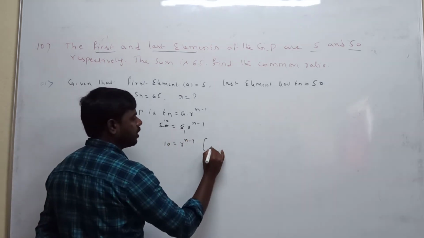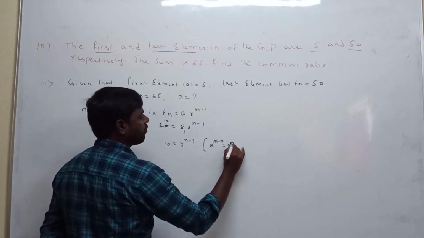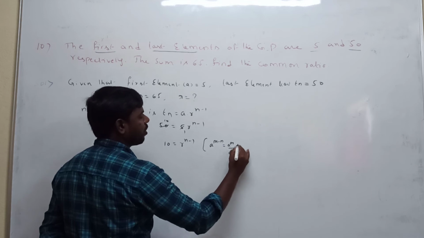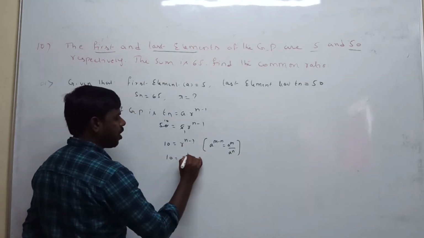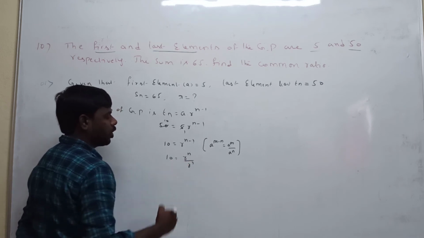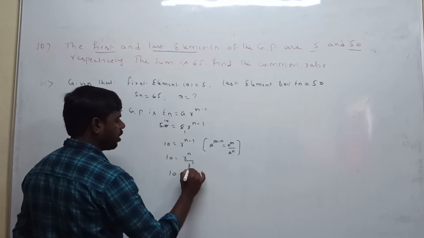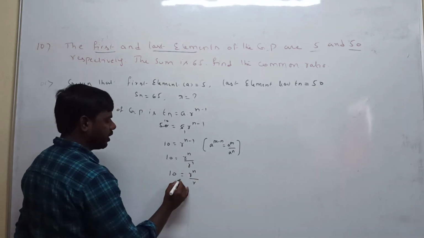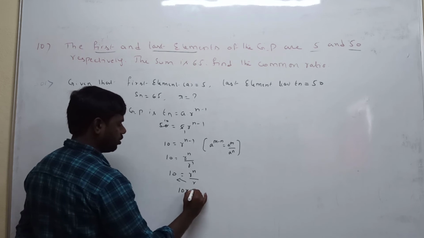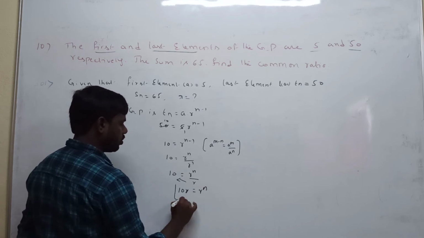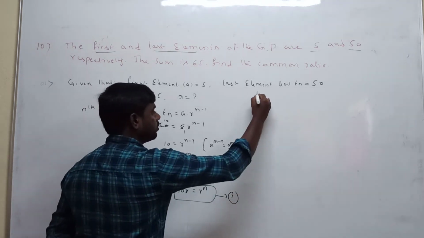We apply the rule that a power of m minus n can be written as a power of m divided by a power of n. So r to the power of n minus 1 can be written as r to the power of n divided by r to the power of 1. So 10 is equal to r to the power of n divided by r. After cross multiplication, 10r is equal to r to the power of n. We will consider this as equation number 1.